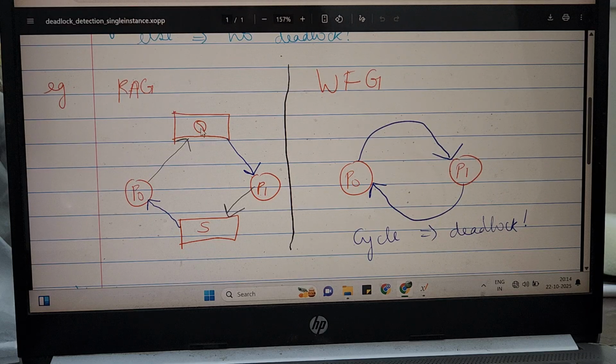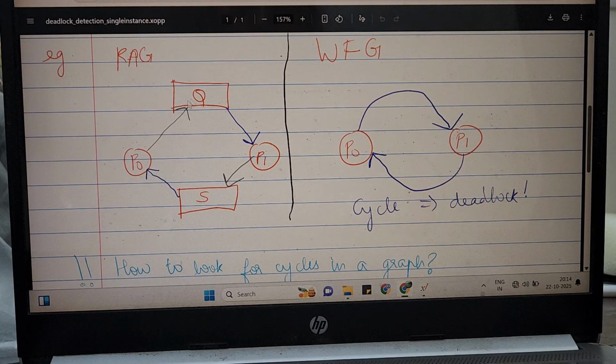Two processes, two resources, one instance each, classic deadlock case. Now you take this RAG, you will remove this resource node, and this arrow from P0 goes and directly connects to P1. Similarly, you will remove this resource S. This edge from P1 connects to P0. That is exactly how you get a wait for graph.